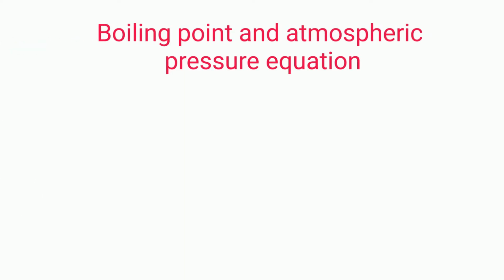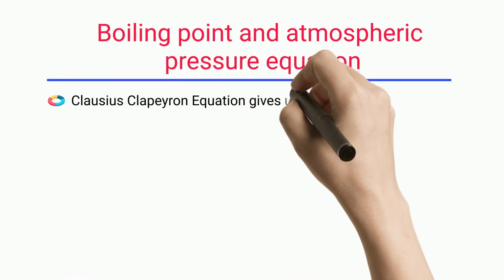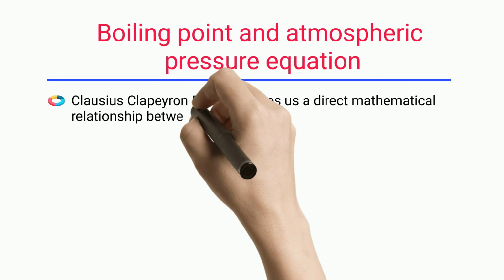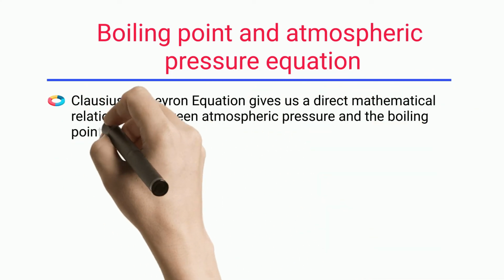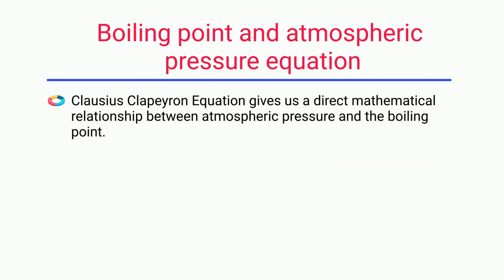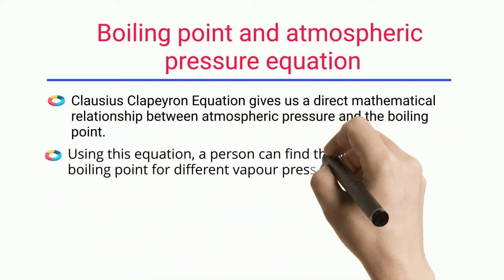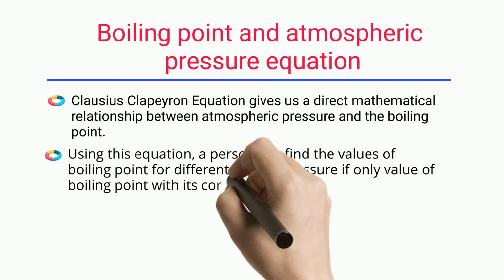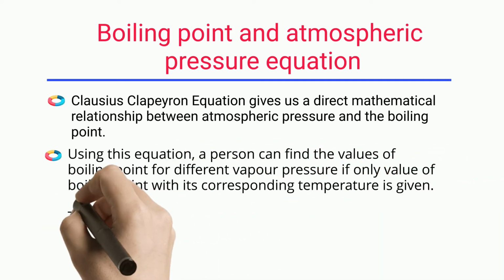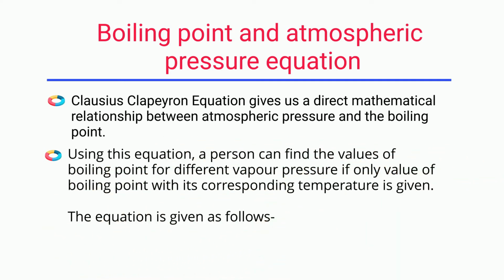Boiling point and atmospheric pressure equation. The Clausius-Clapeyron equation gives us a direct mathematical relationship between atmospheric pressure and the boiling point. Using this equation, a person can find the values of boiling point for different vapor pressure if only the value of boiling point with its corresponding temperature is given. The equation is given as follows.